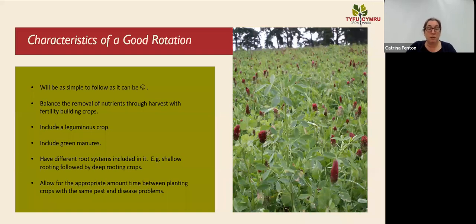So you might want to include a legume. We include green manures in this process. There are other factors like, are you going to be growing different root systems? So you might want to have a shallow root followed by a deep rooting crop. And it's important that this rotation allows sufficient time to make sure that you don't build up pest and disease problems for specific similar crops.